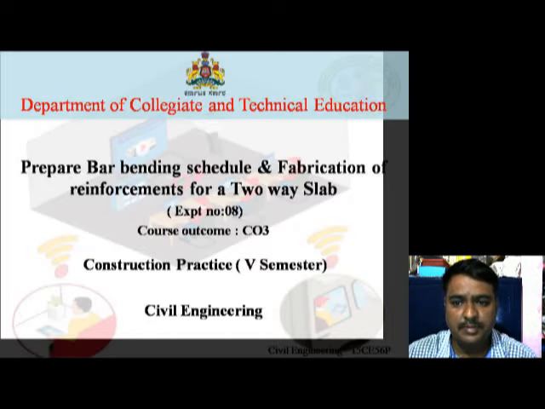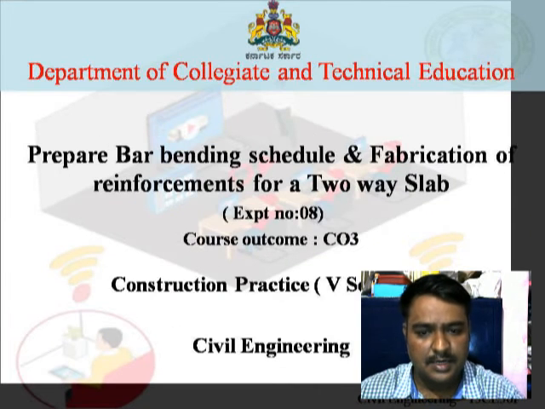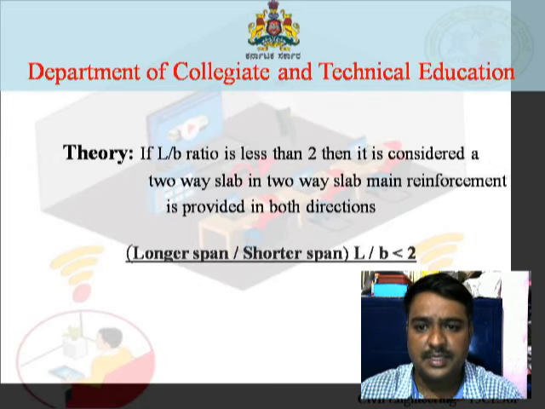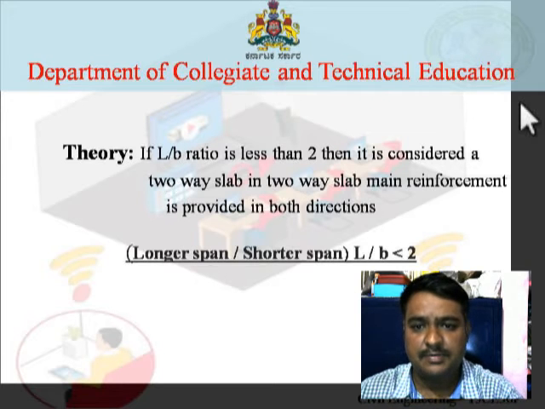I am giving the presentation about preparing a bar bending schedule and fabrication of reinforcements for a two-way slab, lab experiment number 8. The course outcome is CO3, Construction Practice, 5th semester, civil engineering. Before going to the actual experiment part, first we shall see the theory of a two-way slab.